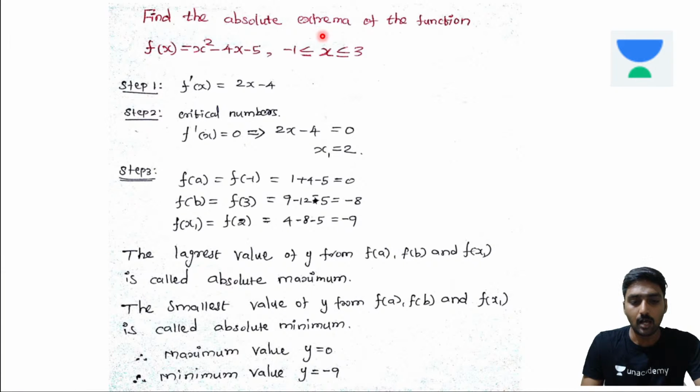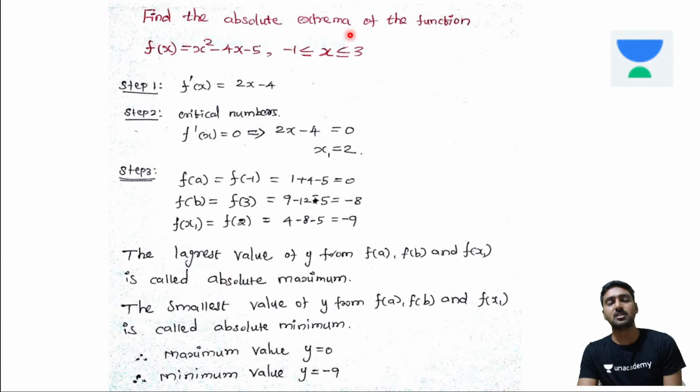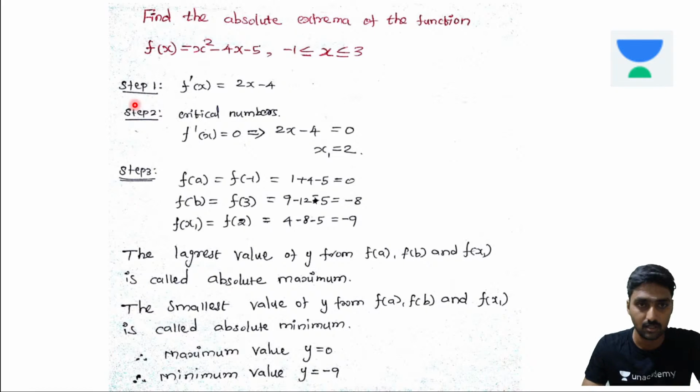Find the absolute extrema of the function f(x) = x² - 4x - 5. So this is the given function, with -1 ≤ x ≤ 3. Here -1 and 3 are both included in the given limits. The end points are also considered. In case instead of less than or equal to they are giving only less than, we should not consider -1. Since it is less than or equal to, we are considering this value.